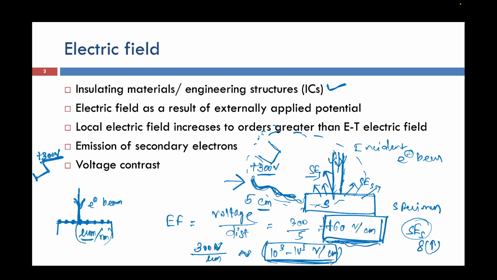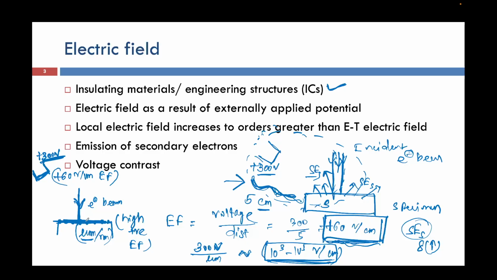Now what will happen? Just above the surface, almost touching the surface, there is a very high positive electric field, right? However, in terms of the detector, the detector is pulling them with some 60 volt per centimeter electric field, with a force of this one, right?